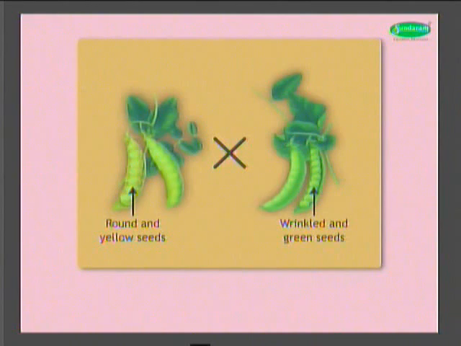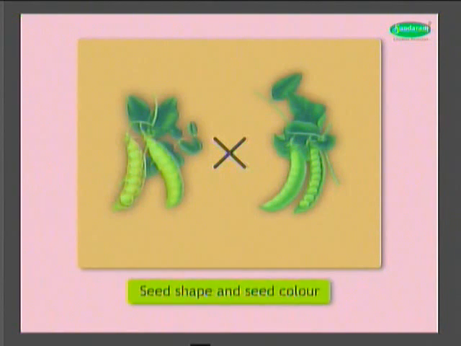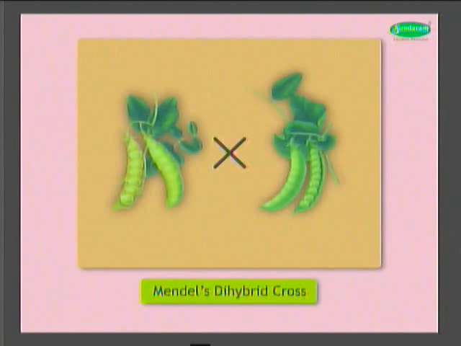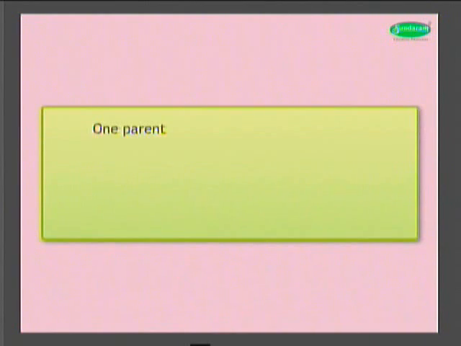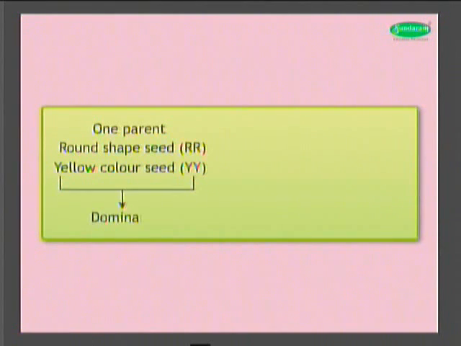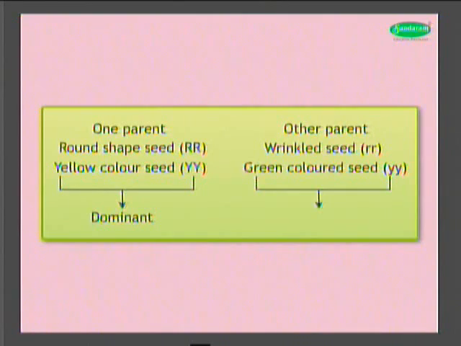Mendel continued with his experiments on pea plants. This time he crossed pea plants having round and yellow seeds with plants bearing wrinkled and green seeds. We can see that here two pairs of contrasting characters, namely seed shape and seed color, are involved. Since this experiment involves two pairs of contrasting characters or traits, it is known as Mendel's dihybrid cross. Parental generation P1. Mendel obtained pea plants with round and yellow seeds and plants bearing wrinkled and green seeds.